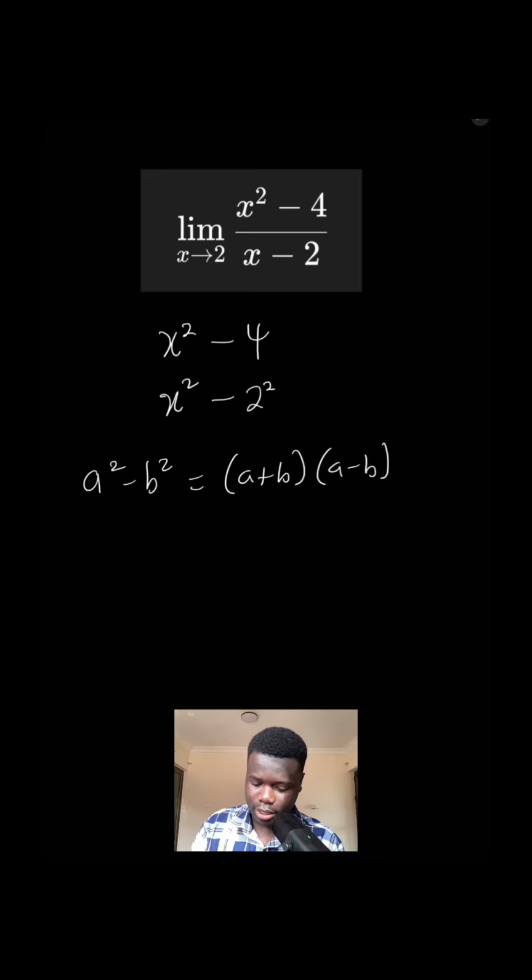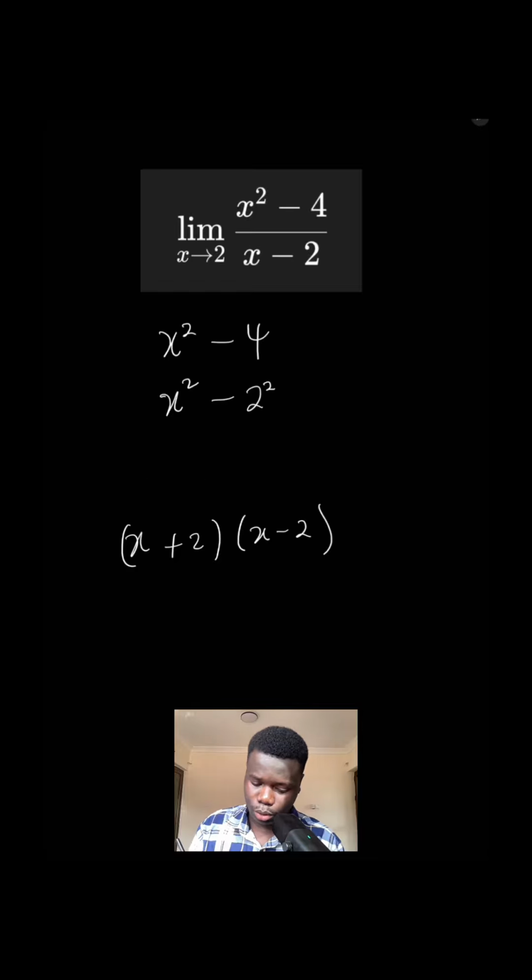When you see a question like this, look at the numerator and think of difference of 2 squares, because x squared minus 4, and 4 is the same as 2 squared. With difference of 2 squares, if you have a squared minus b squared, it is equal to a plus b, a minus b. So this can be written as x plus 2, x minus 2. We can replace the numerator with this.